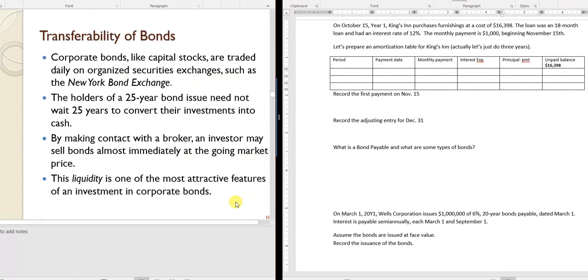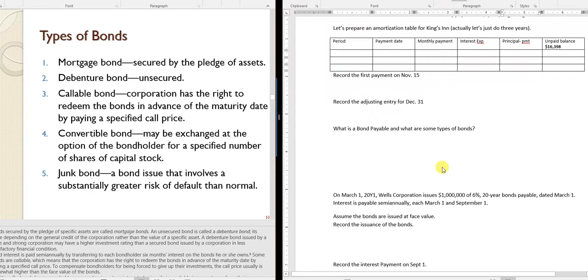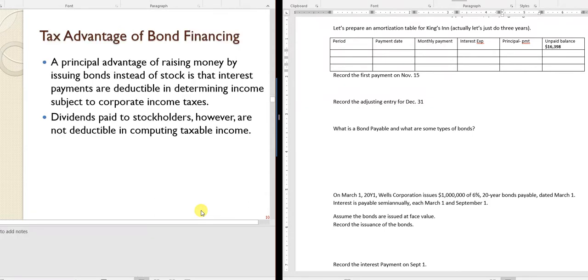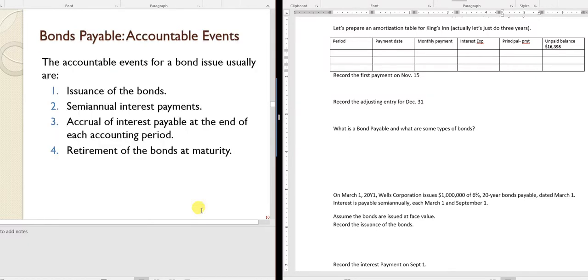Okay, you can kind of read this there. Here's the different types of bonds. What is bonds payable and what are some types of bonds? And you can kind of read through those. Ask me if you have any issues with those. Those are just definitions you should know. And you can read tax advantage of bonds. We can deduct interest. You cannot deduct dividends, so that's important. And you can read through that.